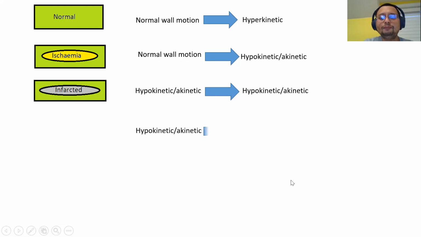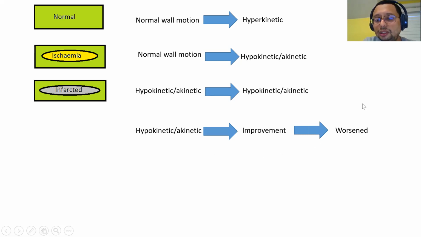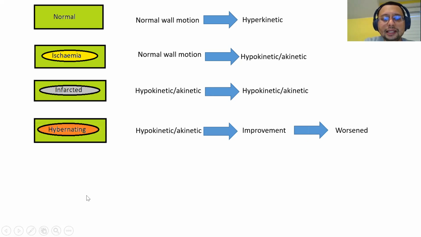Now, if you start with hypokinetic, and then it improves, and then it becomes worse. So biphasic: low dose dobutamine, it improves, high dose dobutamine, it worsens. What that means is that you're looking at a region of the wall that is hibernating. Okay, so this region is not dead. It just reduces its function in the presence of chronic ischemia. So this is the one that is best in terms of predicting response to revascularization.